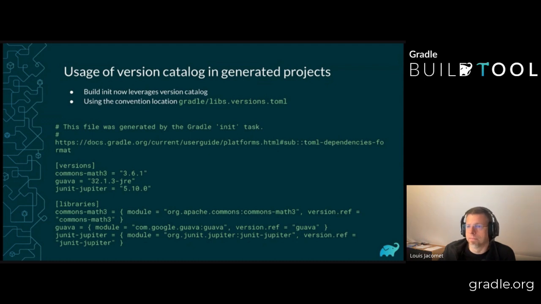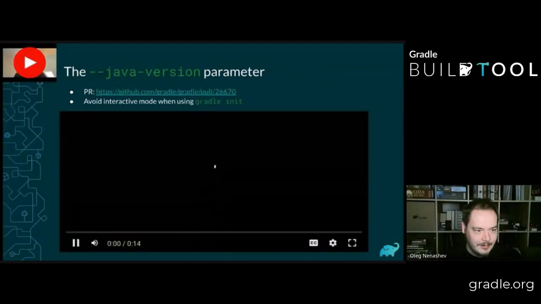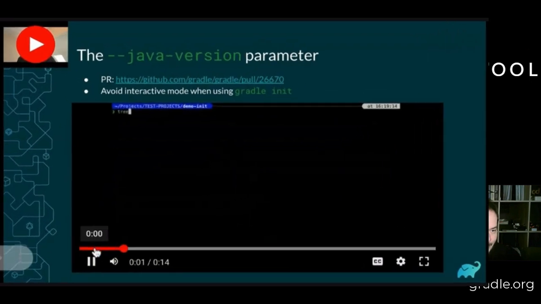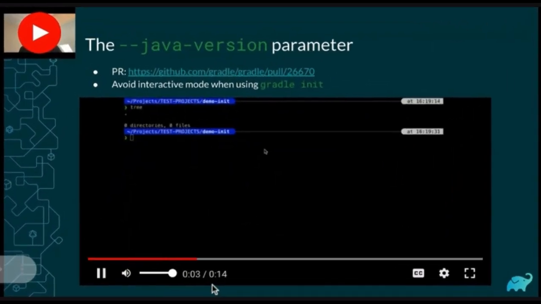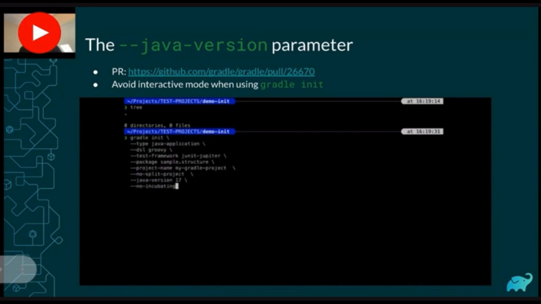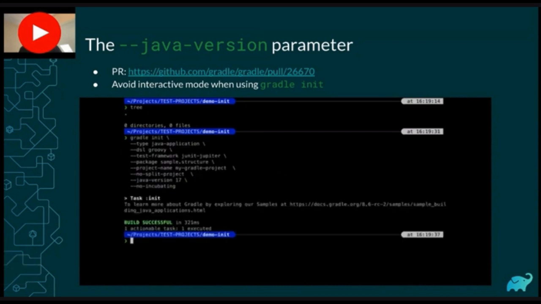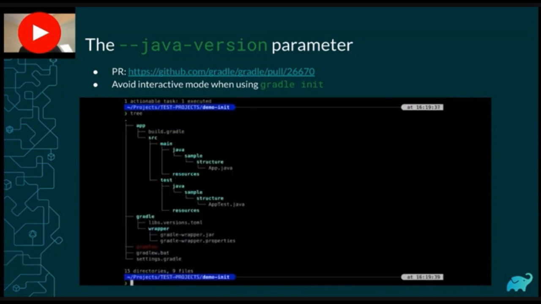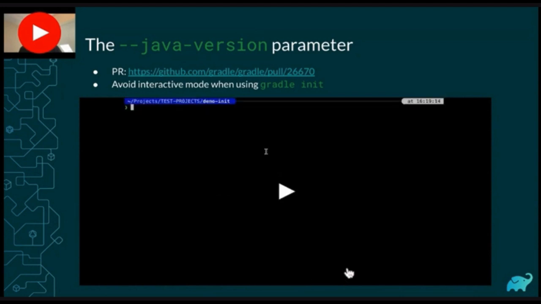And the next one is actually another video about the Java version parameter. We have just two videos on this slide. The first one shows how it actually looks. So basically, you pass a version parameter, and there you can actually see quite a lot of things.